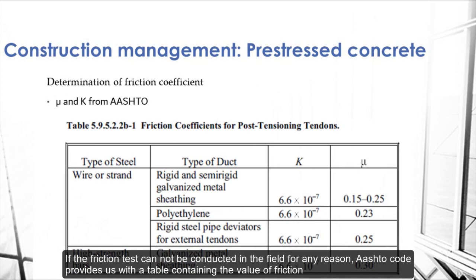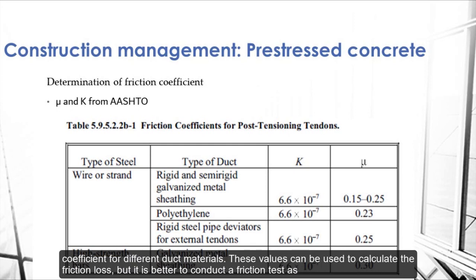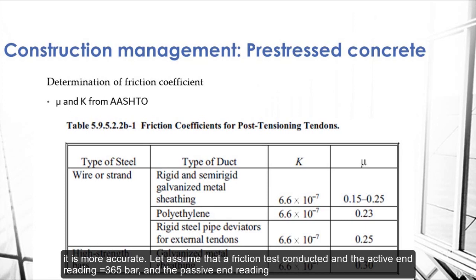If the friction test cannot be conducted in the field for any reason, the code provides us with a table containing the value of friction coefficient for different duct materials. These values can be used to calculate the friction loss. But it is better to conduct a friction test as it is more accurate.